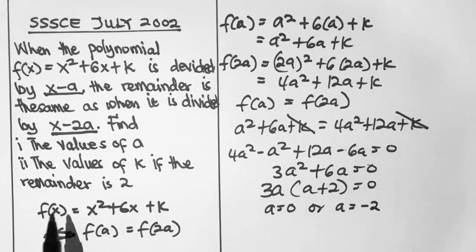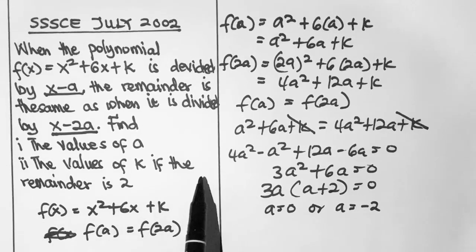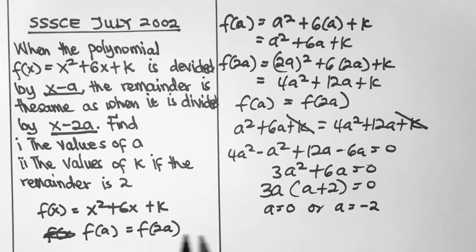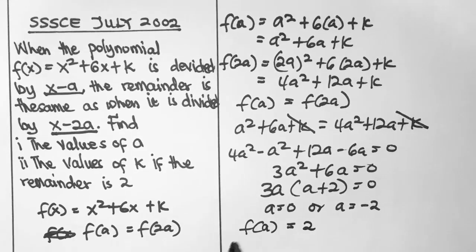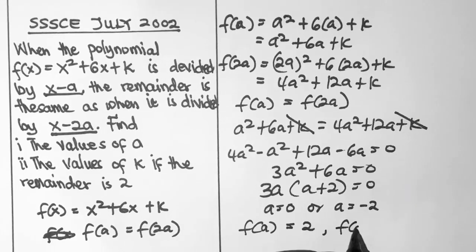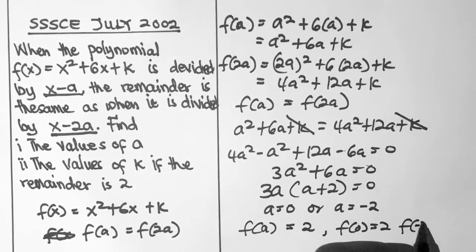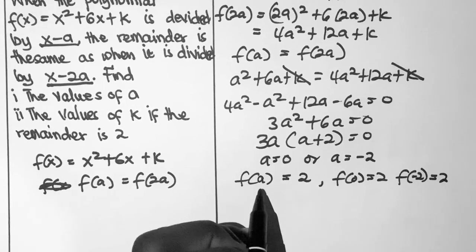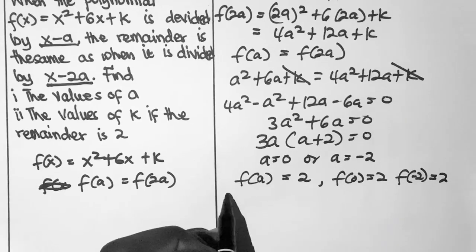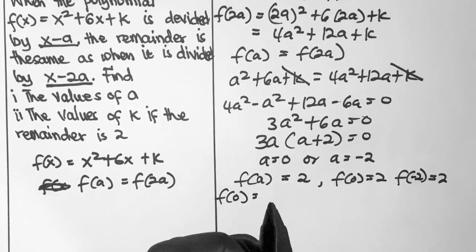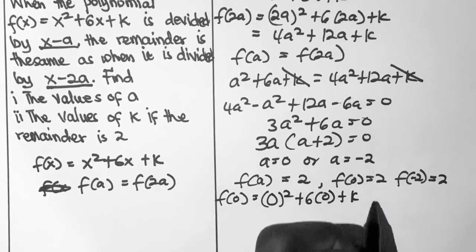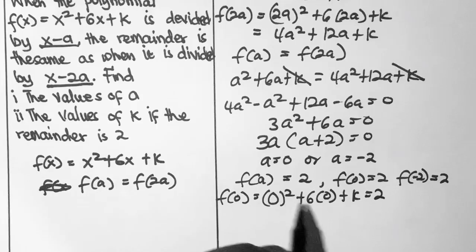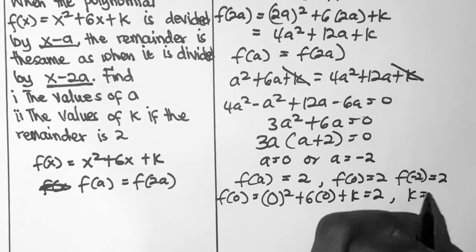So now, having gotten this, the question says we should find the values of k if the remainder is 2. So that means that for all the a values that we will put in, f of a must be equal to 2. So what it means is that f of 0 is equal to 2, and then f of minus 2 is also equal to 2. So let's find f of 0. So f of 0 is 0 squared, then plus 6 times 0 plus k. That's equal to 2. So you can see that 0 squared is 0, 6 times 0 is 0. So it implies that k is equal to 2.